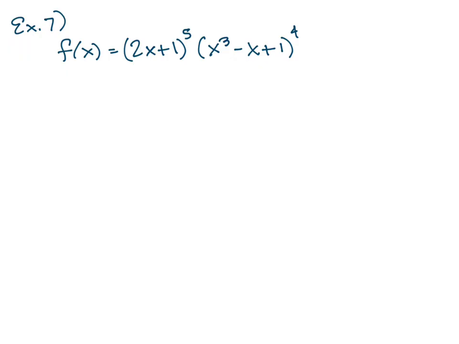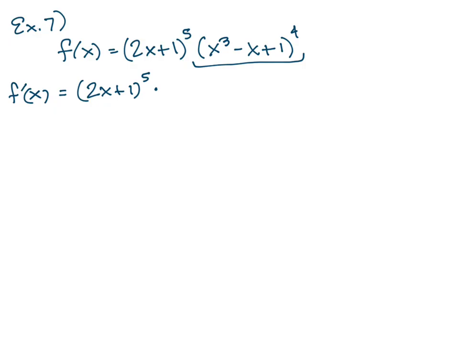So here I have a product of two polynomials with powers, and both of them are going to require chains. Right? So we're going to chain rule and product rule. So let's first start with a product rule. Okay, we have a product. We're going to go first, which is going to be our 2x plus 1 to the 5th, first times the derivative of the second. And this is where we're going to chain rule.